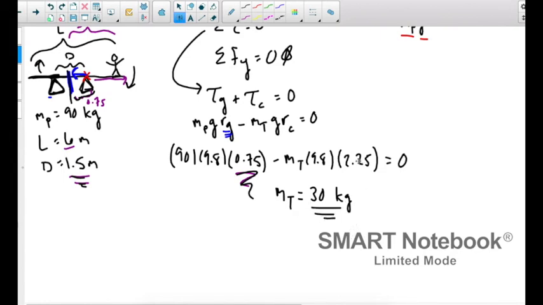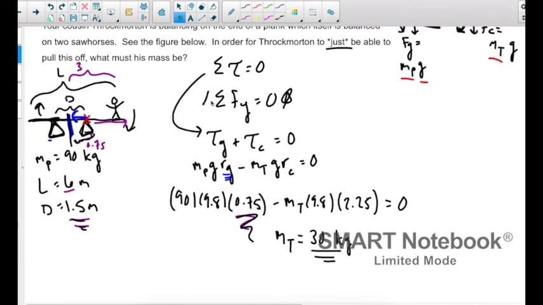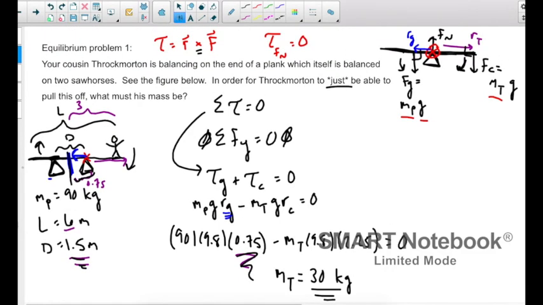30 kilograms, just like that. All right? And again, we did not even need to come up here and write a second equation for the forces in the y direction because the torque expression got me everything I needed. So one more time, let me explain and go through what we did.